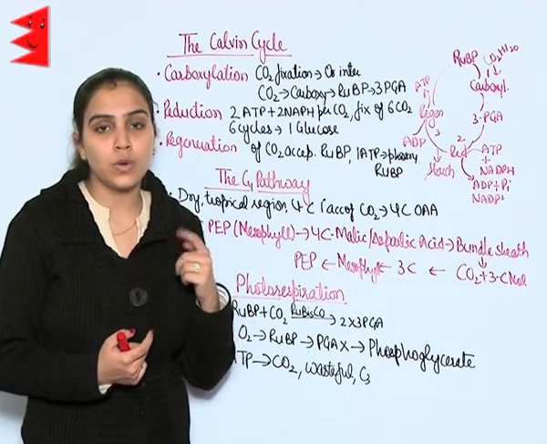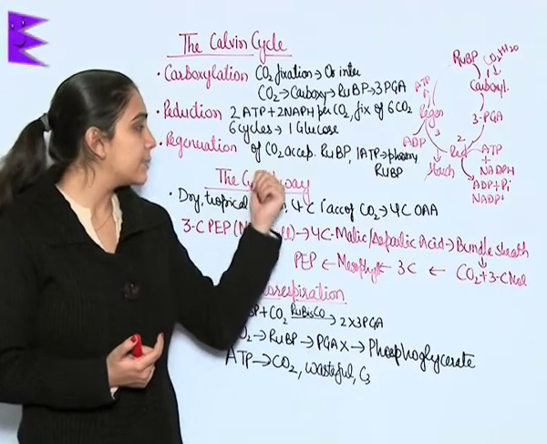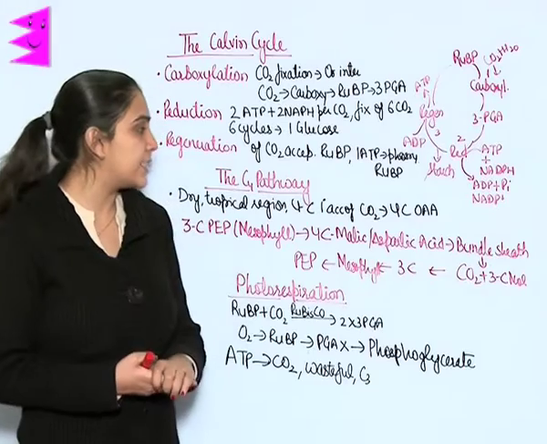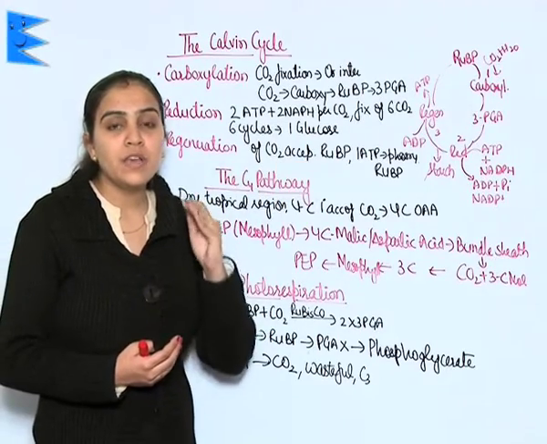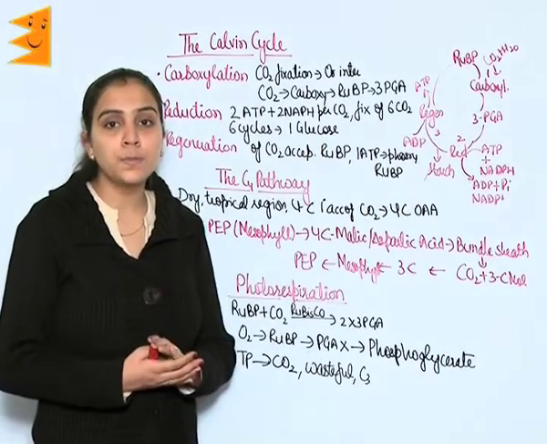Next is regeneration. Regeneration is the regeneration of RuBP, the primary acceptor of carbon dioxide. 1 ATP, when it goes into phosphorylation, gives RuBP.